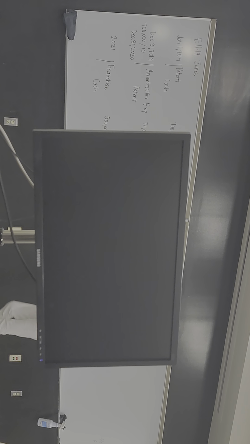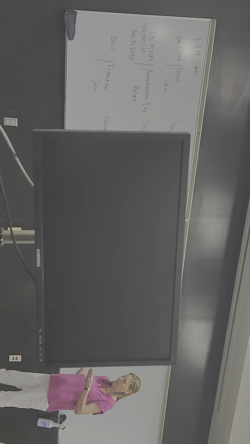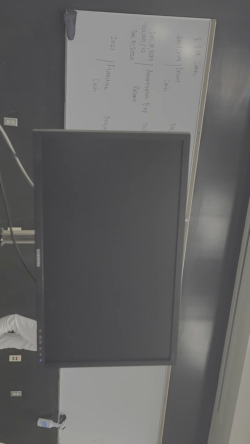Also at 12/31/21, we need to amortize this franchise. The franchise's useful life was 10 years. $500,000 divided by 10 years gives me amortization expense of $50,000.